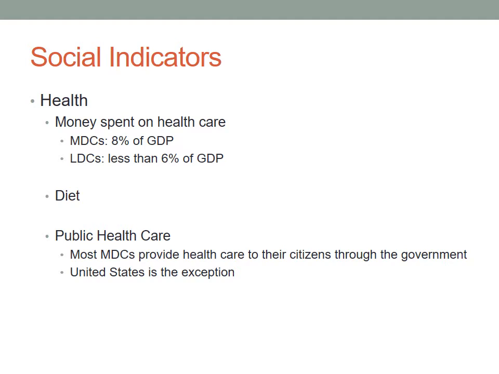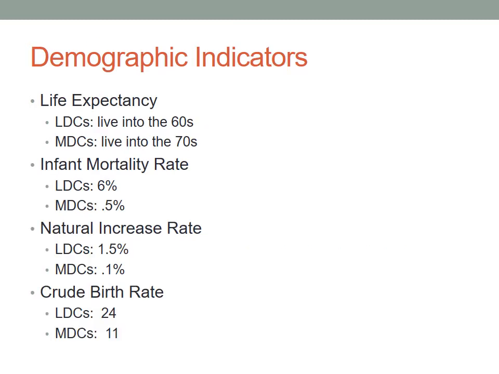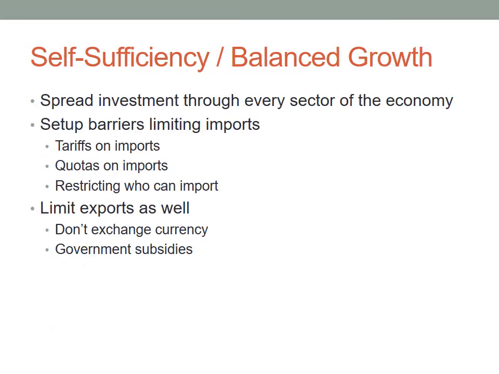When the government pays for your health care, all MDCs except one provide universal health care to their citizens. The United States is that exception, and it is the reason why we are falling down on the Human Development Index. You do not find LDCs that provide universal health care to their citizens. And then you have the demographic indicators. I'll give you time to pause this if you want and look over it in more detail, but you know all of these measurements from chapter 2, and this will just tell you the difference between LDCs and MDCs.